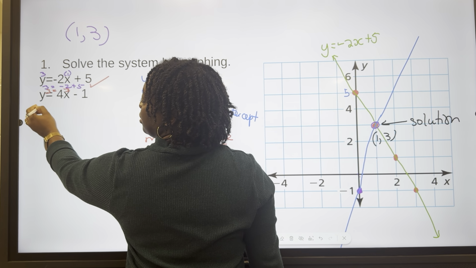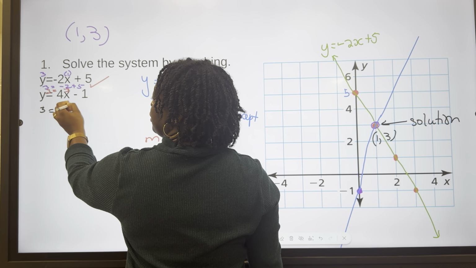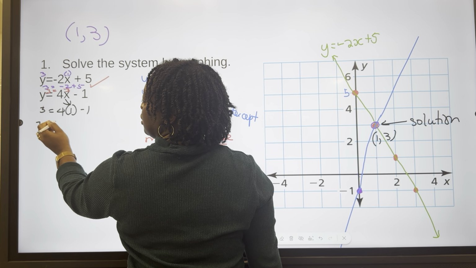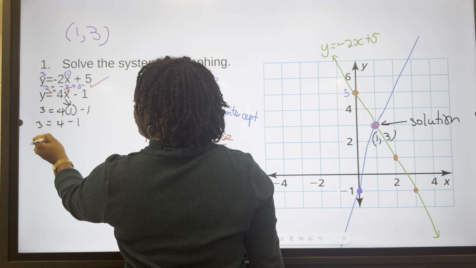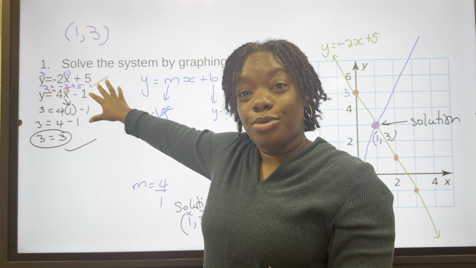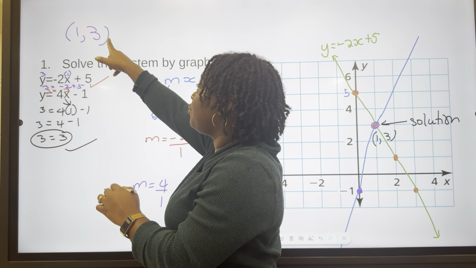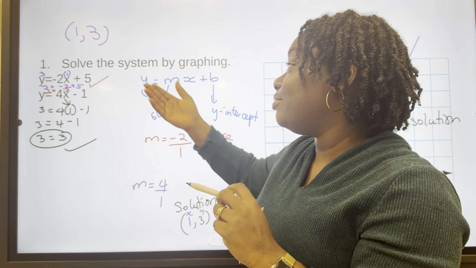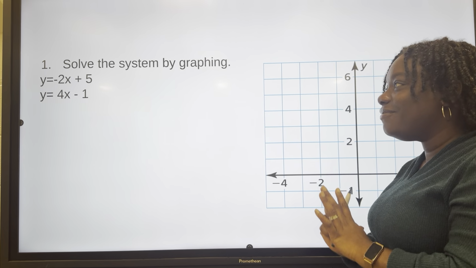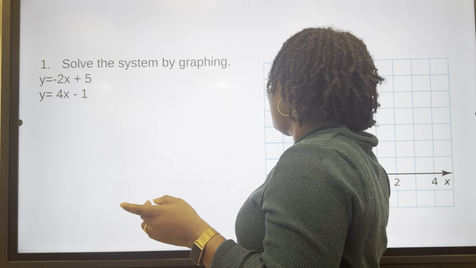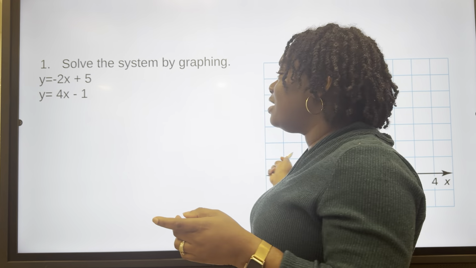So my y again is 3, and that's 4 times 1 because my x is 1. So that's 3 is equal to 4 minus 1. 3 is equal to 3. Again, that is true. Now, because it's true for both equations, then the point 1, 3 is indeed a solution for the system right there. All right, so that's very easy. I think that the graphing method is the easiest method to use because all you need to do is graph it, and then right away you'll see the solution.